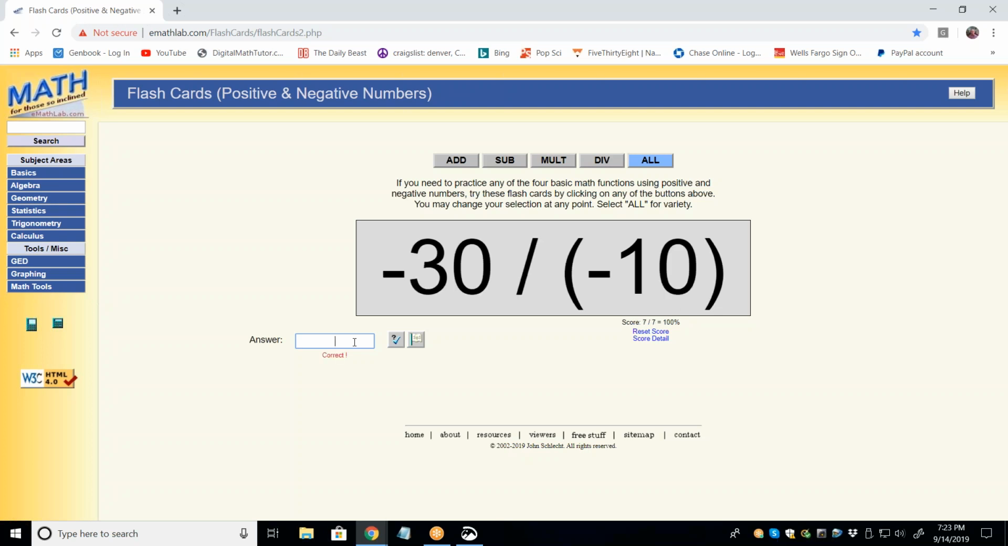2. Next. Again, you're dividing a negative by a negative. Figure out the sign first. Positive 3? Yep.